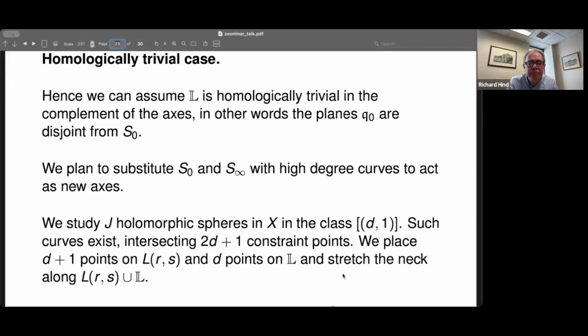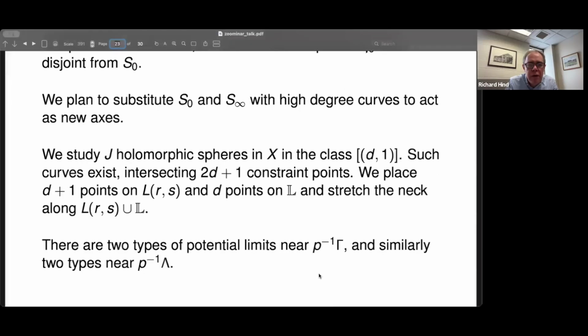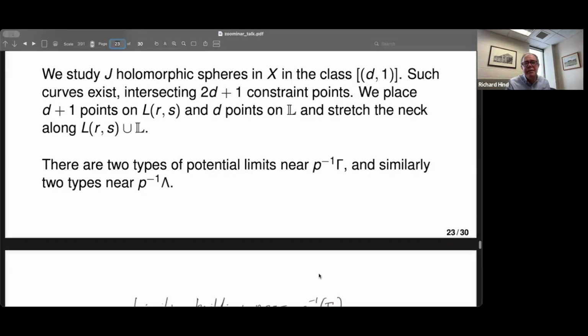So I'm looking at curves of high degree here. We can assume they go through 2D plus 1 points, and I'm putting all of those points on the 2 Lagrangians. Then we do a neck stretching, and then take the limits, and I'm going to get a holomorphic building. So the question is, what does this holomorphic building look like? There's a bit of analysis here, how these things go.